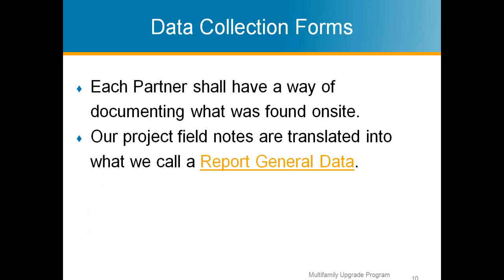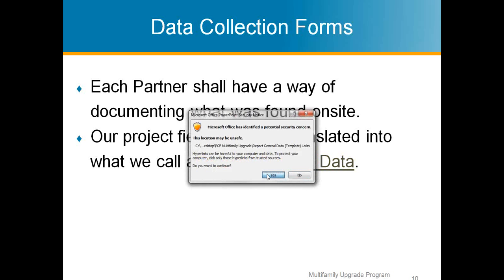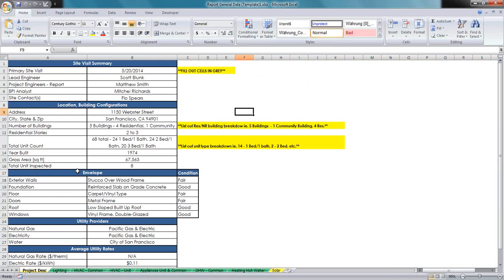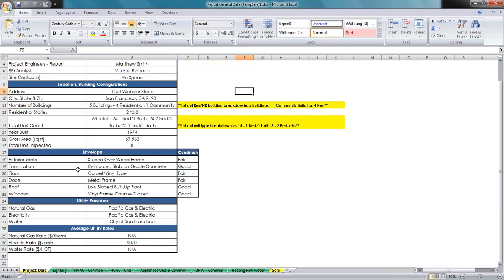First thing I want to talk about is the data collection forms. Each partner shall have a way to document what is found on site. Project field notes are translated into what we call a report general data. This is what we have here in-house at Partner Energy that we use to take our field notes, and it translates into report general data. It's very important to be able to revert back to all your field notes and keep them on file if there's any questions at hand.